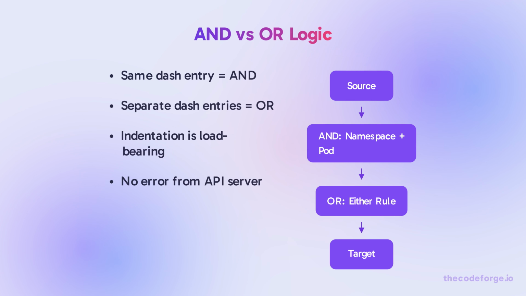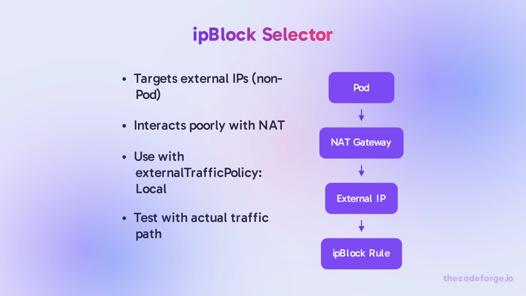The difference between AND and OR is determined by YAML indentation. A single dash entry with both namespace selector and pod selector requires both to match. Two separate entries allow either match. The ipBlock selector is the only way to restrict traffic to external IPs. However, if your pods go through a NAT gateway, the source IP seen by the destination is the NAT gateway's IP, not the pod's IP.